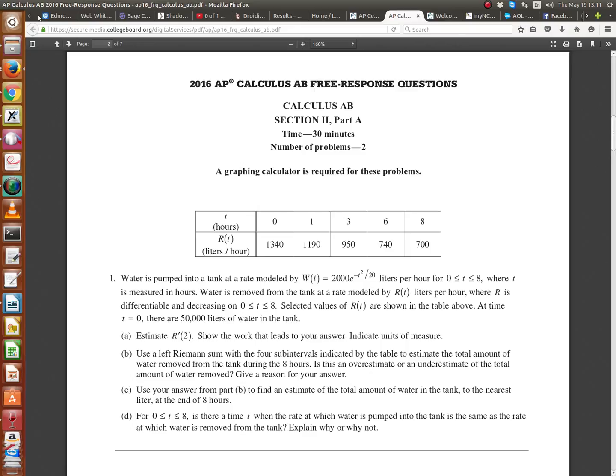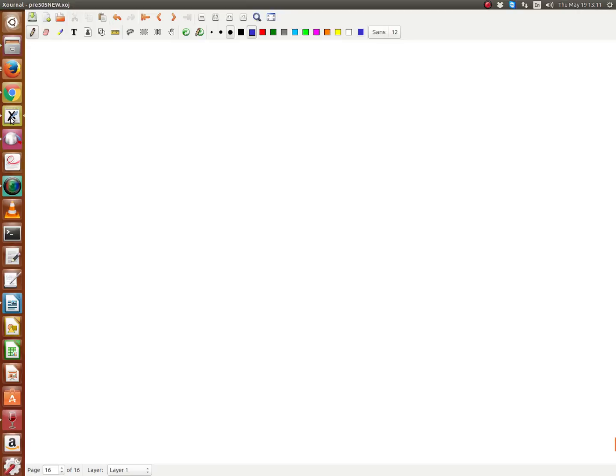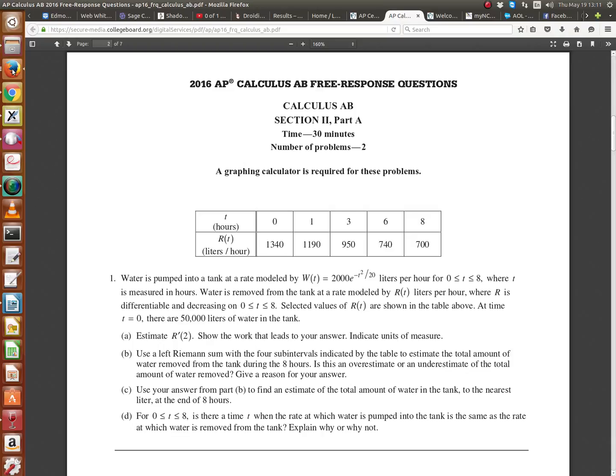Okay. All right, so this is AB1, BC1. Part A. Now, R prime of 2, we really can't get because we don't have R as a function. But we have R of 1 and R of 3. So let's estimate the slope of the tangent line, R prime of 2, with the slope of the secant line, the average rate of change from 1 to 3. So delta R would be 950 minus 1190, in other words, R of 3 minus R of 1, over 3 minus 1.